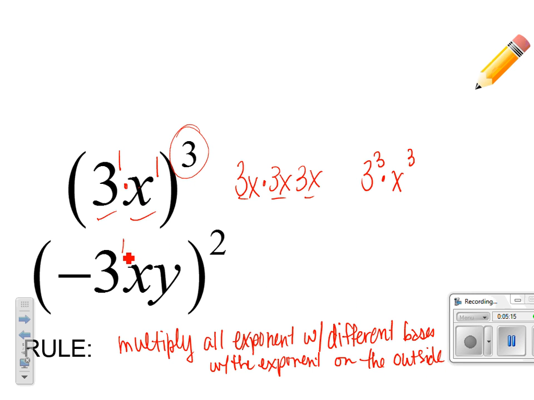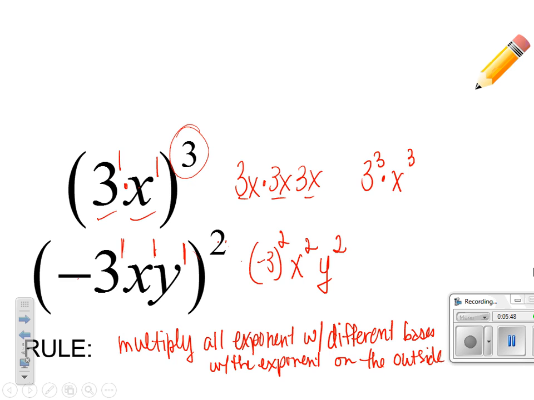So if the exponent is a 1 here, and a 1 here, and a 1 here, then every single one of those bases gets the exponent of 2 multiplied by it. So 1 times 2 is 2. So it's negative 3 to the 2 power. And because it's negative, I got to put it in parentheses. 1 times 2, well, that's 2. So we have 2 x's. And this says y to the 2, because 1 times 2 is 2. Okay, so that's what that property means.